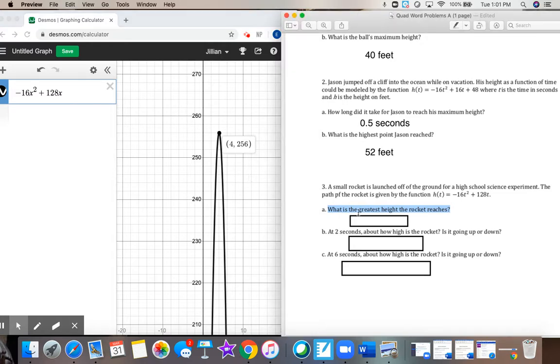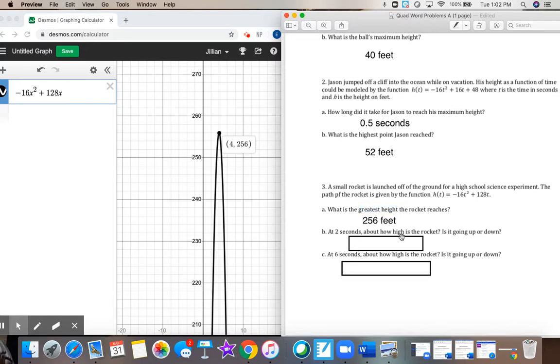So when it's asking for the greatest height, it's asking for feet. I'm clicking everywhere right now. It's asking for feet, so we're looking at our y value, which is 256 feet. If it was asking how long it took to reach the maximum height, that's our x value because it's our number of seconds, which in this case would be 4.